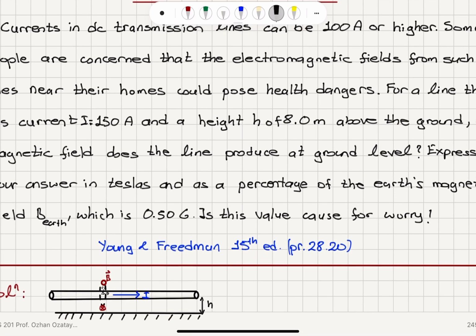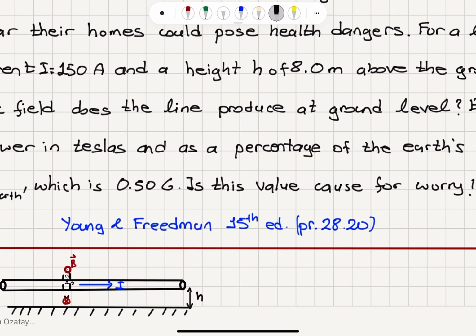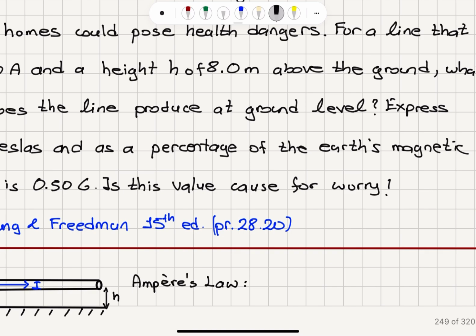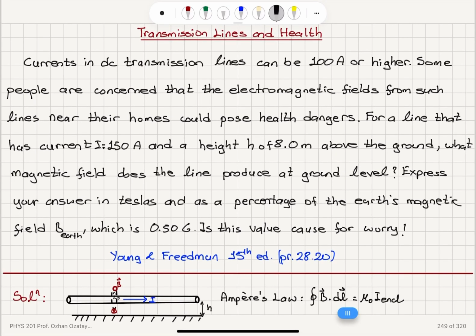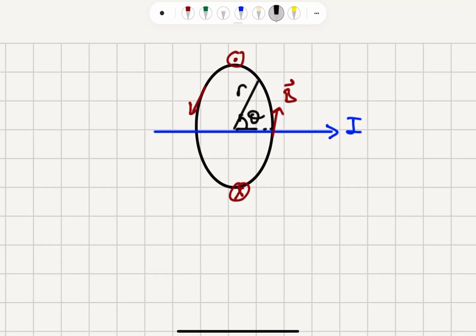Okay, so for this transmission line, we can write Ampere's law, which states that the closed path integral of the magnetic field dot product with the small differential length element dl is equal to mu0, permeability of free space, times the current enclosed by the path. So that's Ampere's law. Now, if I apply this law to this case, you can see that this is the current I enclosed by this path. That's the magnetic field circulating around it. So using the right-hand rule, I found its direction.